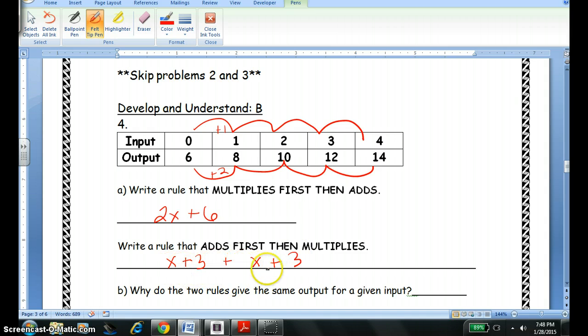x plus 3 plus x plus 3. There's my x. There's my 3 and my 3. Well, this definitely gives me 2x plus 6. So I can write that using parentheses as a rule where I add first, because I'm in parentheses, and then I multiply. And then why? Well, I kind of proved it there for you. Doing some of the work for you.